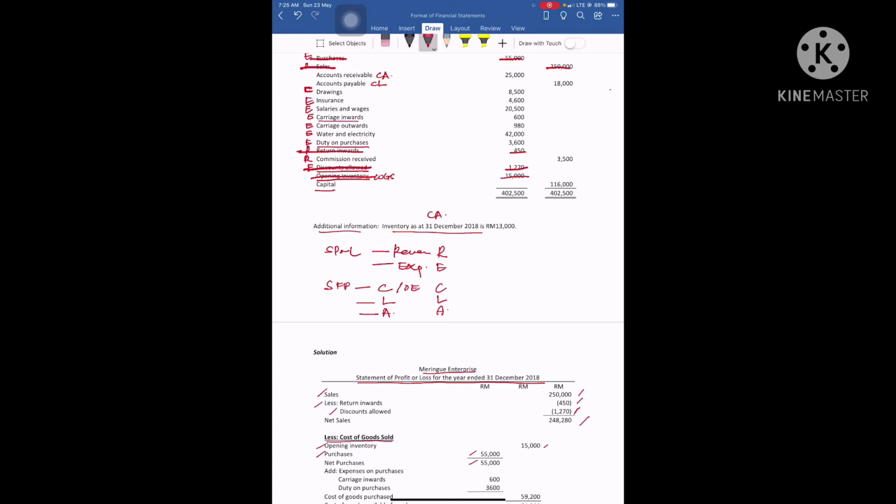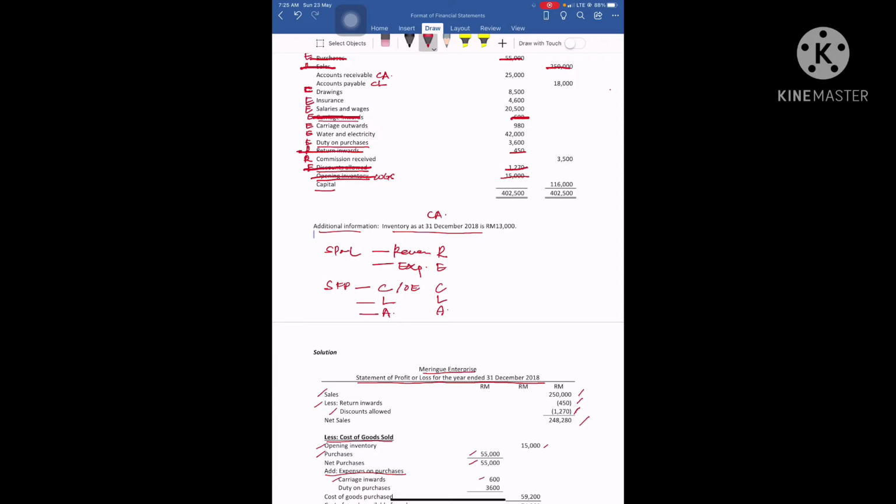And then we have to add the expense on purchases. So what is expense on purchases? It's actually the cost that we have to incur. It will increase the value of our purchase. All right, so the expense that will increase our purchases is carriage inward. Carriage inward of 600. Now we add our carriage inward 600.